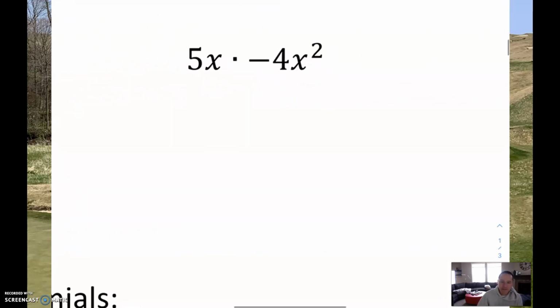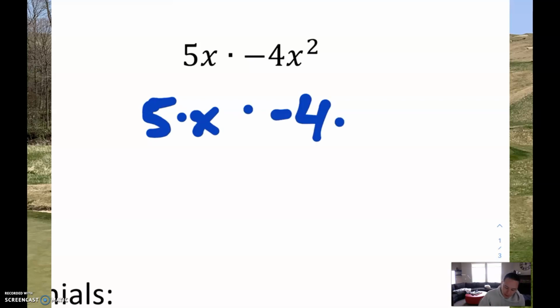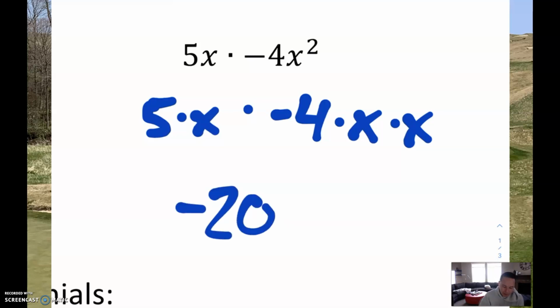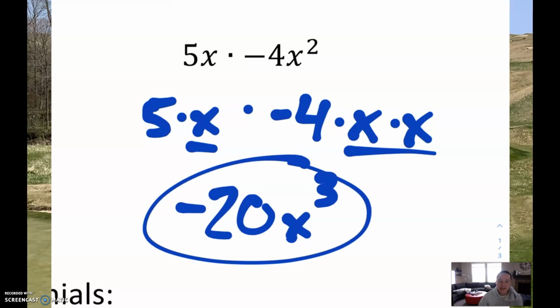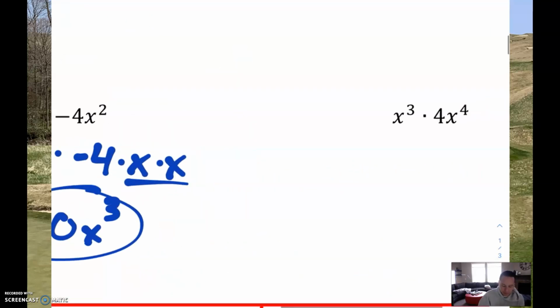For the next one, we have 5x times negative 4x squared. Let's just draw it out. We have 5 times x is 5x times negative 4x squared. So there's 2 more x's there. Take care of the numbers first. 5 times negative 4 is negative 20. And we've got an x here, and we've got 2 more x's here for a total of x cubed. So negative 20x cubed. And again, you can get that by doing 1 plus 2 is 3.